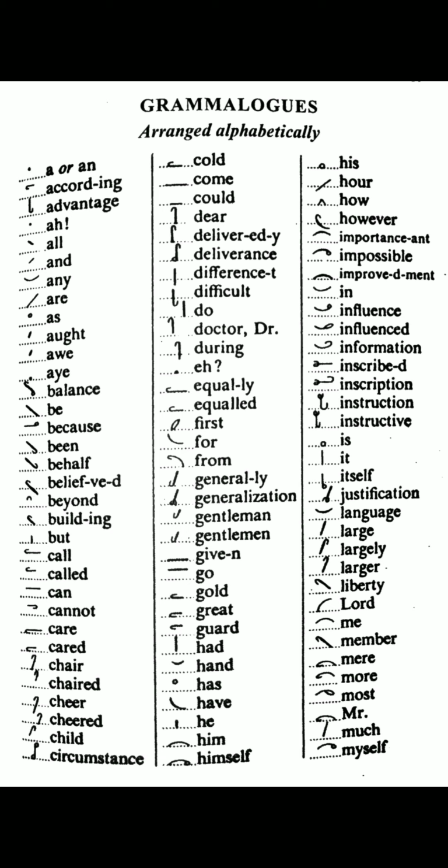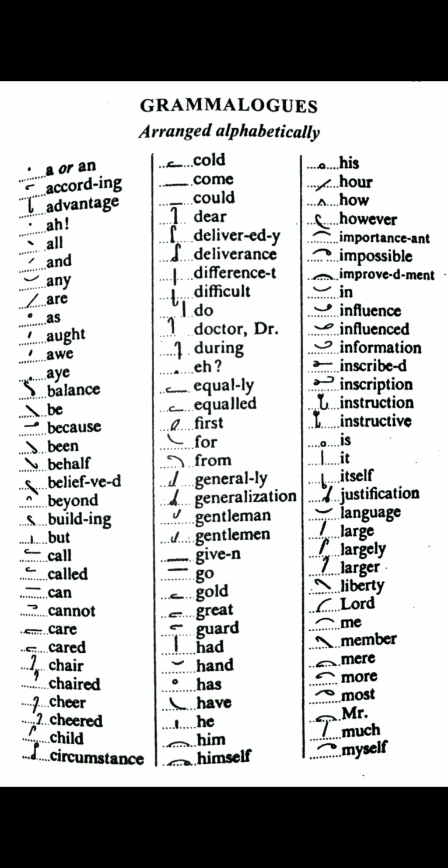B with R hook above the line for liberty. Upward L on the line for Lord. M above the line for me. B with R hook on the line for member. M with R hook on the line for mayor. Same outline above the line for more. M with ST loop above the line for most. M with R hook on the line for Mr.